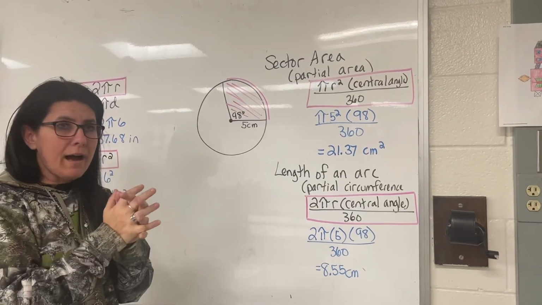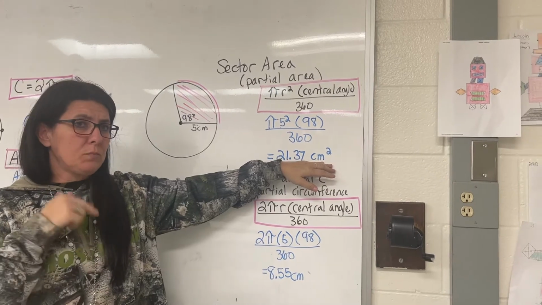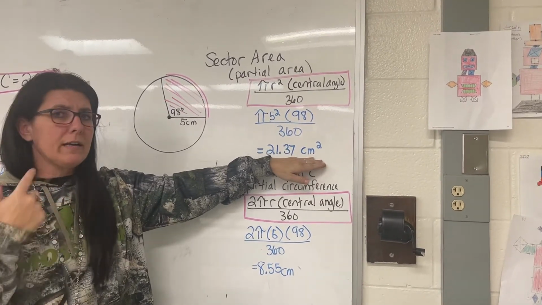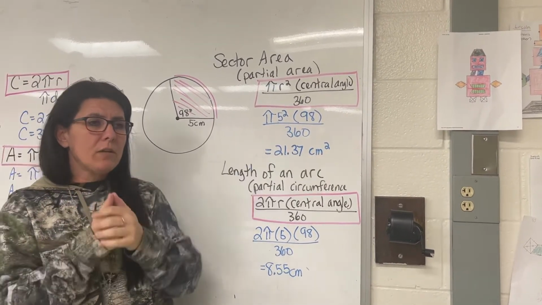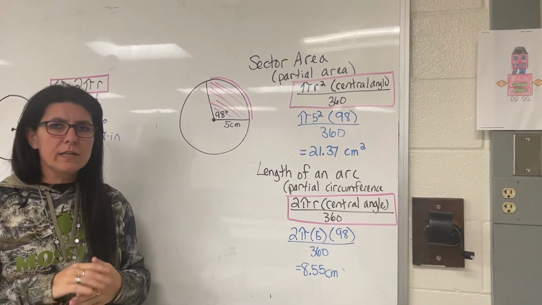Sector is like a piece of pie. When you're talking about area, it's units squared. Again, it's 2 dimensions, so it's centimeters squared, inches squared, feet squared. If you have any questions on either of these new ideas, rewatch the video, ask me questions, make sure you understand it before you do your project.